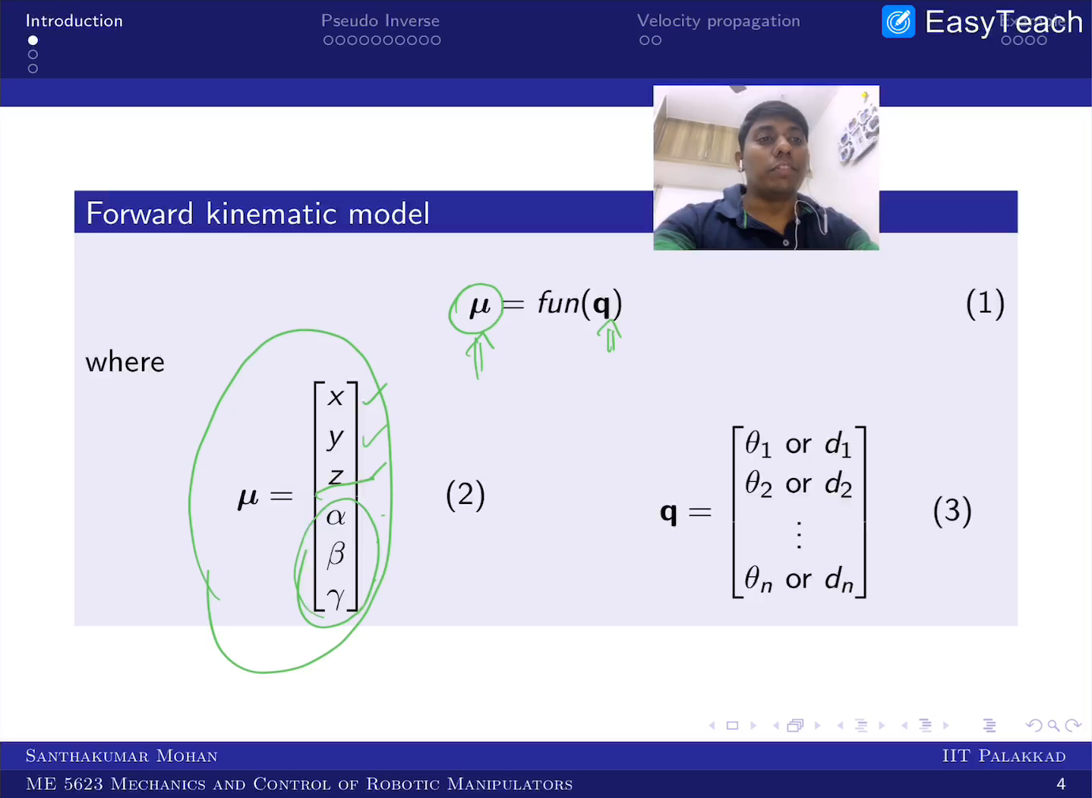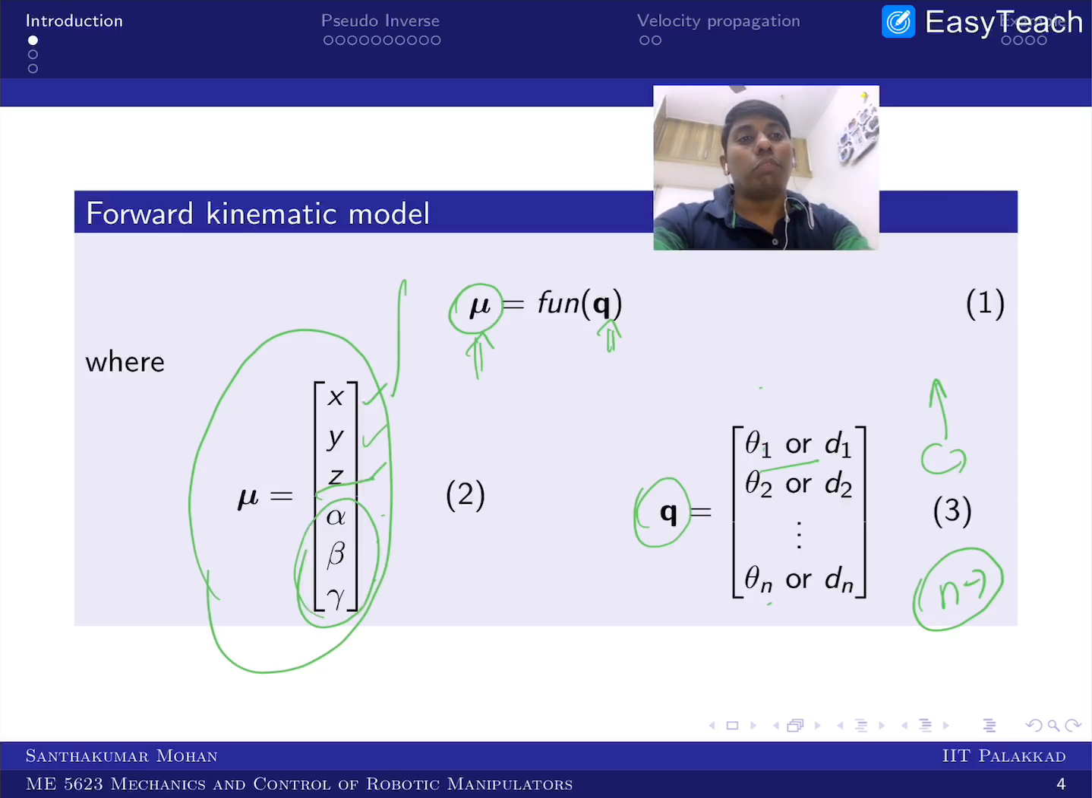But the joint space, or configuration space, as per Denavit-Hartenberg, consists of several single degree of freedom joints. So it would be either a translation joint or a rotation joint, so q is a vector of either theta or d. I assume that n is the number of active joints, so the number of axes varies from 1 to n, and the variable would be either theta or d. That is what I have mentioned here.